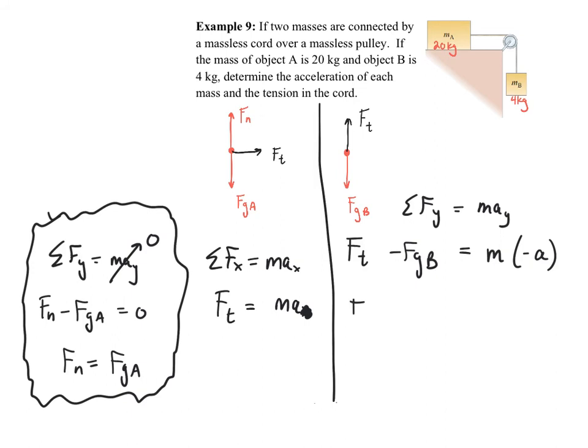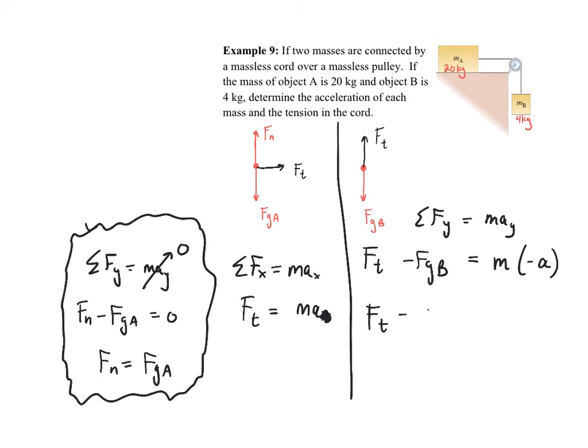Okay, I'm going to plug in numbers that we know. We've got F_T minus the weight of object B, which is mass times gravity, so 4 times 9.8, equals 4 times negative a. And then the first object is going to say this: F_T equals 20 times a.